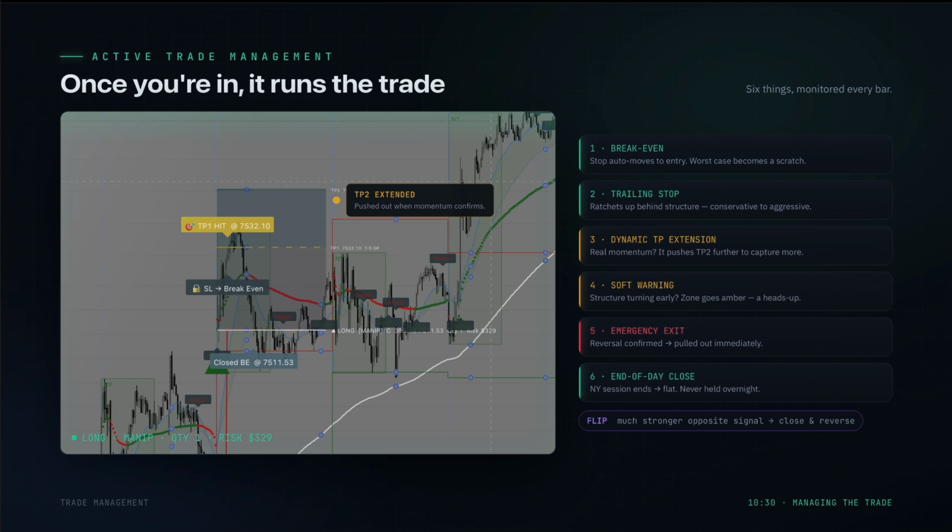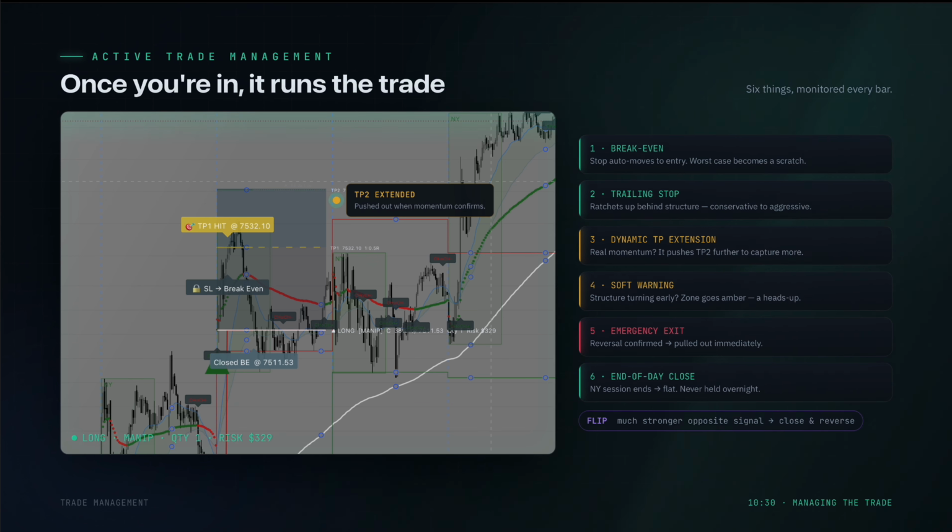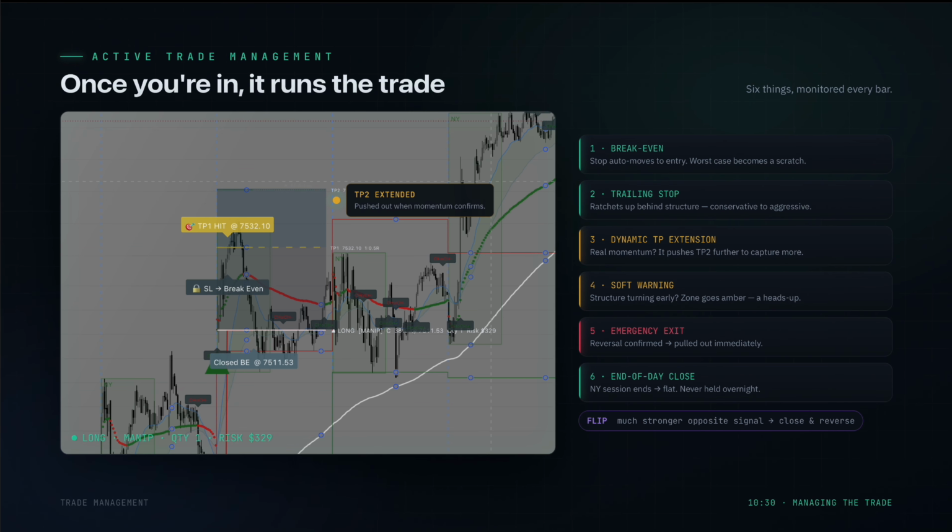There's also a flip. If a much stronger opposite signal appears, it can stop and reverse, meaning that the trade you may have been in, a short, switches to a long.